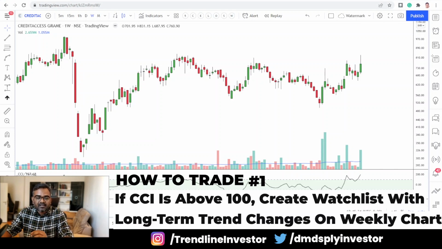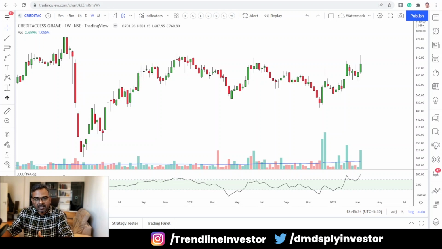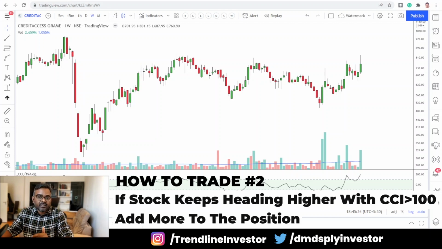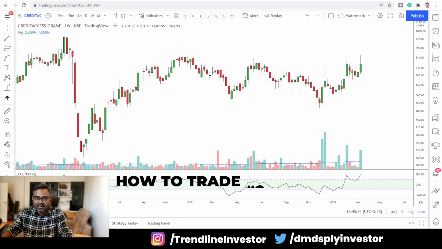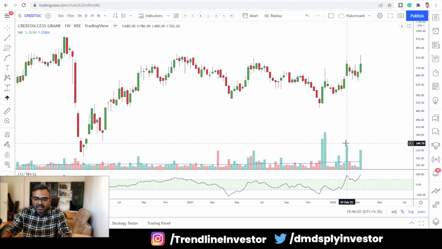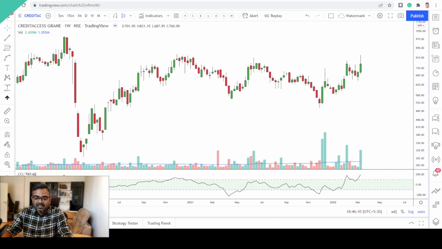If CCI is above 100, the first thing is to create a watch list with long-term trend changes. Go to the weekly chart. If CCI crosses 100, create a watch list with long-term downtrend change or long-term uptrend starting, because these stocks most likely will give you a good return. And if CCI is staying above 100 and moving higher, which should give you more confidence, then you keep adding to the stock up to 10% or 20% depending on your knowledge in markets.